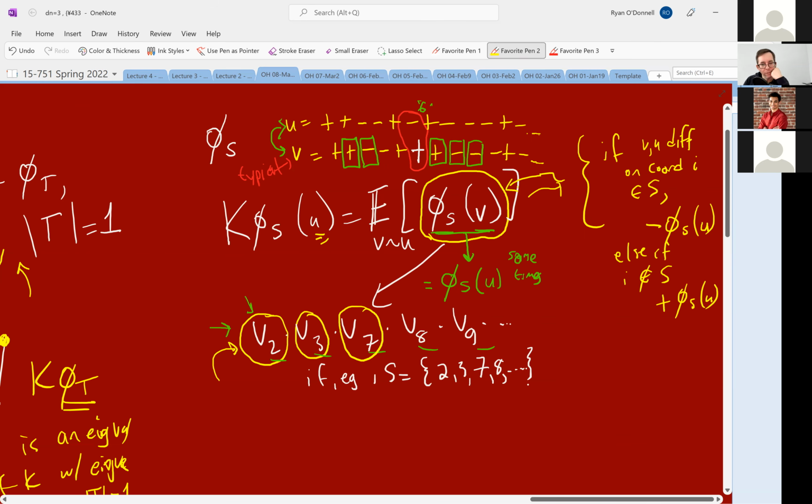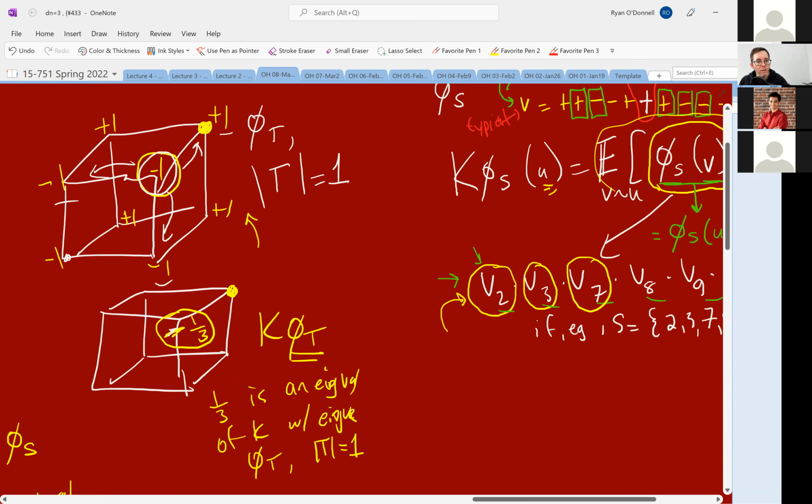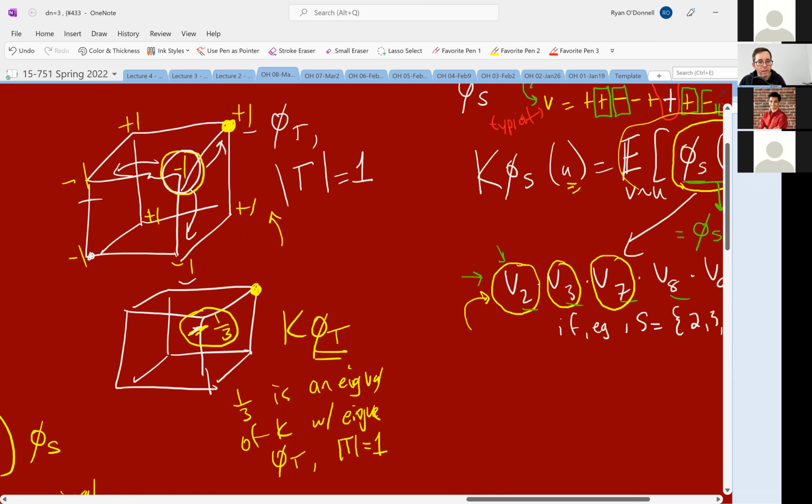Yeah, nice. So the average is the key, it'll be some multiple of phi S U, indeed, as you say, maybe depending on the size of S. And that's good. That's the kind of thing we were seeing, where K applied to phi S's value at a string U was some multiple of phi S U. That's what you want for eigenvectors.